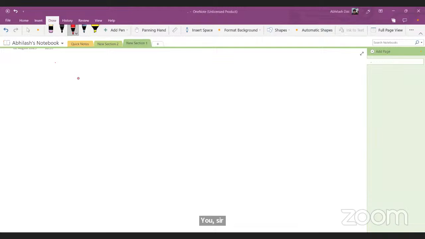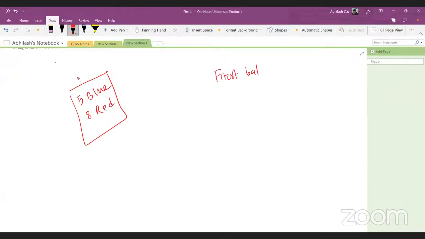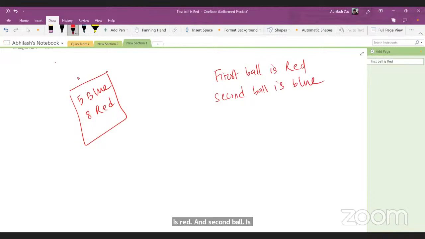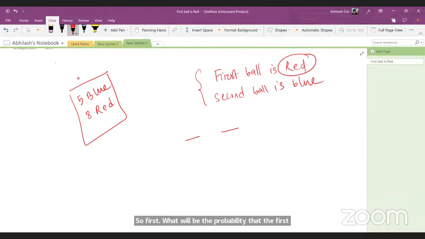So it says there's an urn, and in that urn there are 5 blue balls and 8 red balls, and we want the probability that the first ball is red and the second ball is blue. So this is a question from conditional probability, right? First, what will be the probability that the first ball is red? How many red balls are there? 8, right? So it's 8C1, one red ball I'll pick out of the 8. And what is the total number of balls now? 8 plus 5, 13C1, right?